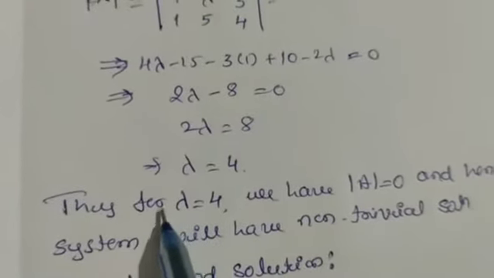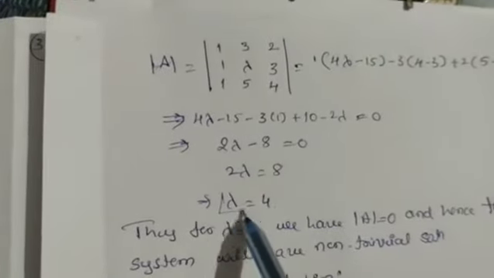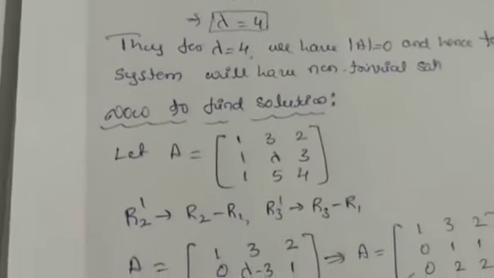Thus for lambda equal to 4, we have determinant of A equal to 0, and hence the given system will have a non-trivial solution. This is the value of lambda. Half the part is over here. Next we have to find the solution.